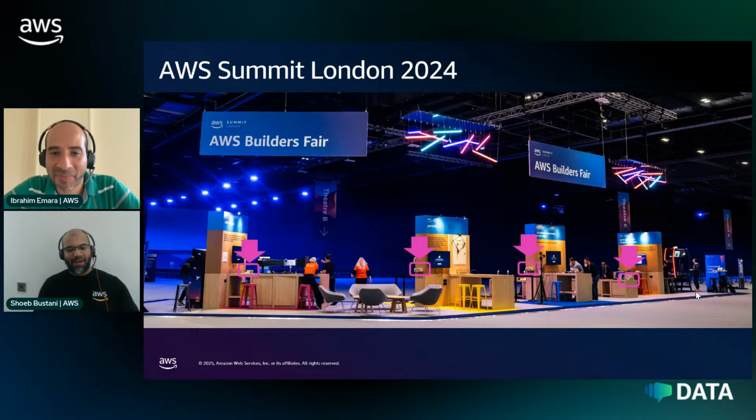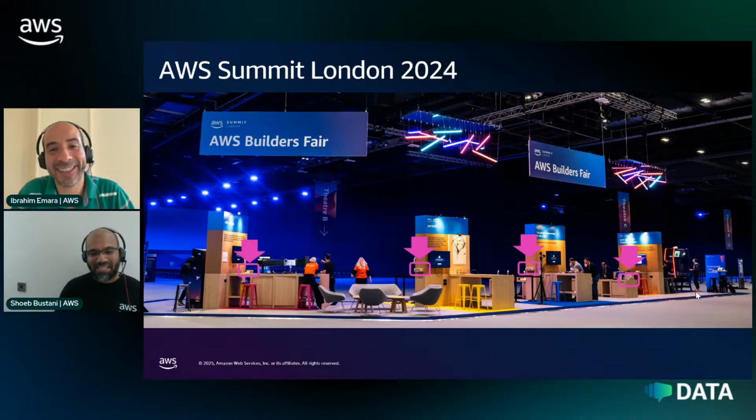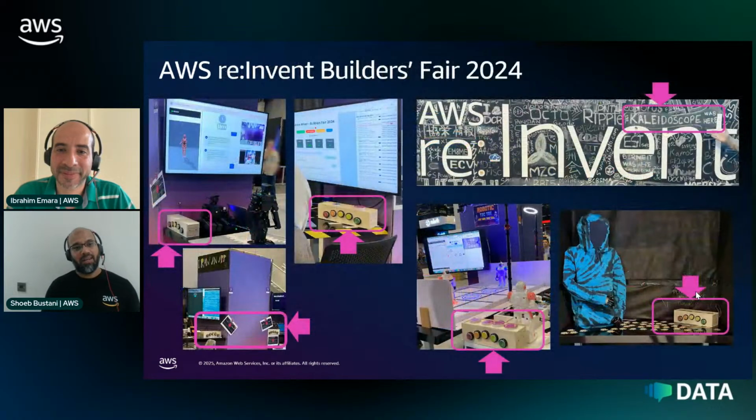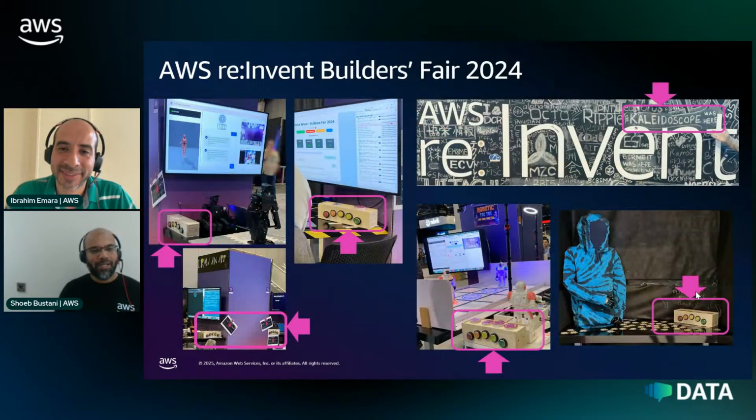I don't know which event you saw this at, Ibrahim. The London Summit. Okay, this is where it all started. So this is from 2024, and it's the first time we not only deployed it, we showcased it. We had a stall as well where we ran through this demo and showed people how it works. Then it was at the AWS re:Invent Builders Fair last year as well. I had the opportunity to deploy it there, because it's a builders project at the end of the day, and I collected feedback for the projects there.